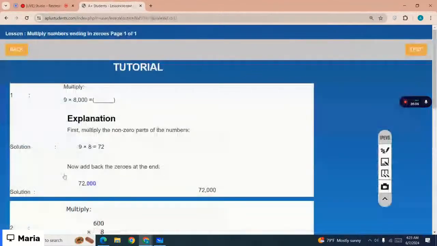So how do we multiply the numbers that are ending with zeros, right? Just start with the first example, that is 9 times 8,000. You have three zeros with 8, right? And the non-zero numbers, that is simply 9 times 8. So just do 9 times 8, that is 72, and add the zeros, right? So that is 72,000. The correct option is 72,000.